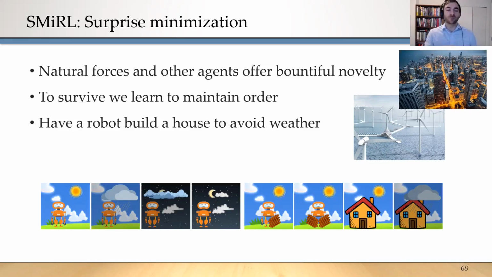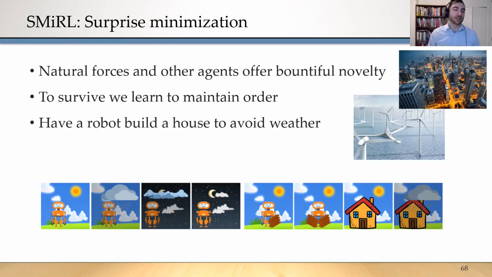Here on the bottom, I'm showing an example of this for a simulated robot. One example is if you had a robot and you put it out in nature, you would want the agent to learn to go and construct some shelter of some sort, so that it can learn to avoid the different changes due to weather, rain, night, and day in this example.